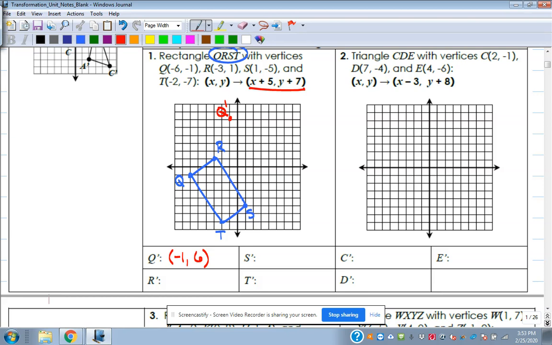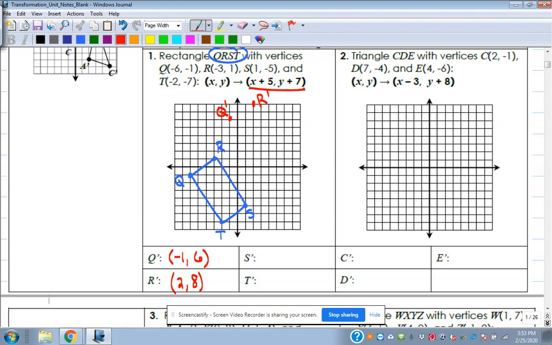And then do the same thing to R to get R prime. So negative 3 plus 5 is 2. And 1 plus 7 is 8. Or that's R, not S. I went left instead of right. So 2, 8. 1, 2, 3, 4, 5, 6, 7, 8. That's R prime.